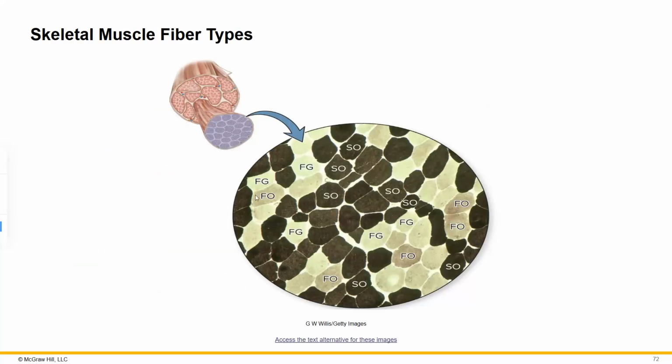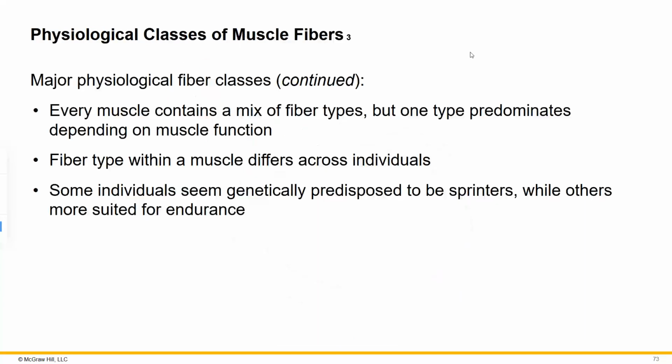So here are the different muscle fiber types. Within one fascicle, you would have these different types. Every muscle contains a mix of fiber types, but one type predominates depending on the muscle function. The fiber type within a muscle differs across individuals. Some individuals seem genetically predisposed to be sprinters, while others are more suited for endurance.